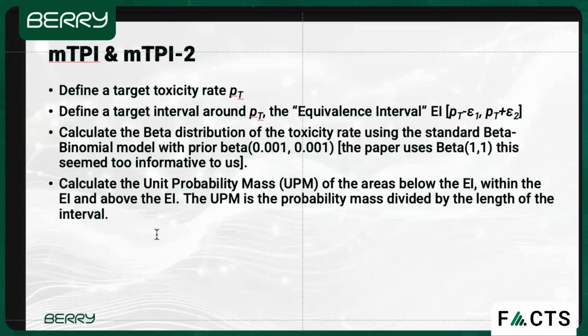So looking at the MTPI and the MTPI2, the way the method works is, not surprisingly, you start by defining a target toxicity rate, which we shall call P_T. And also, similar to Neuenschwander, they introduce the idea of an acceptable interval around that rate, the equivalence interval, EI, where you have one or two deltas which you apply to the target toxicity rate to give you an acceptable lower bound and then an acceptable upper bound.